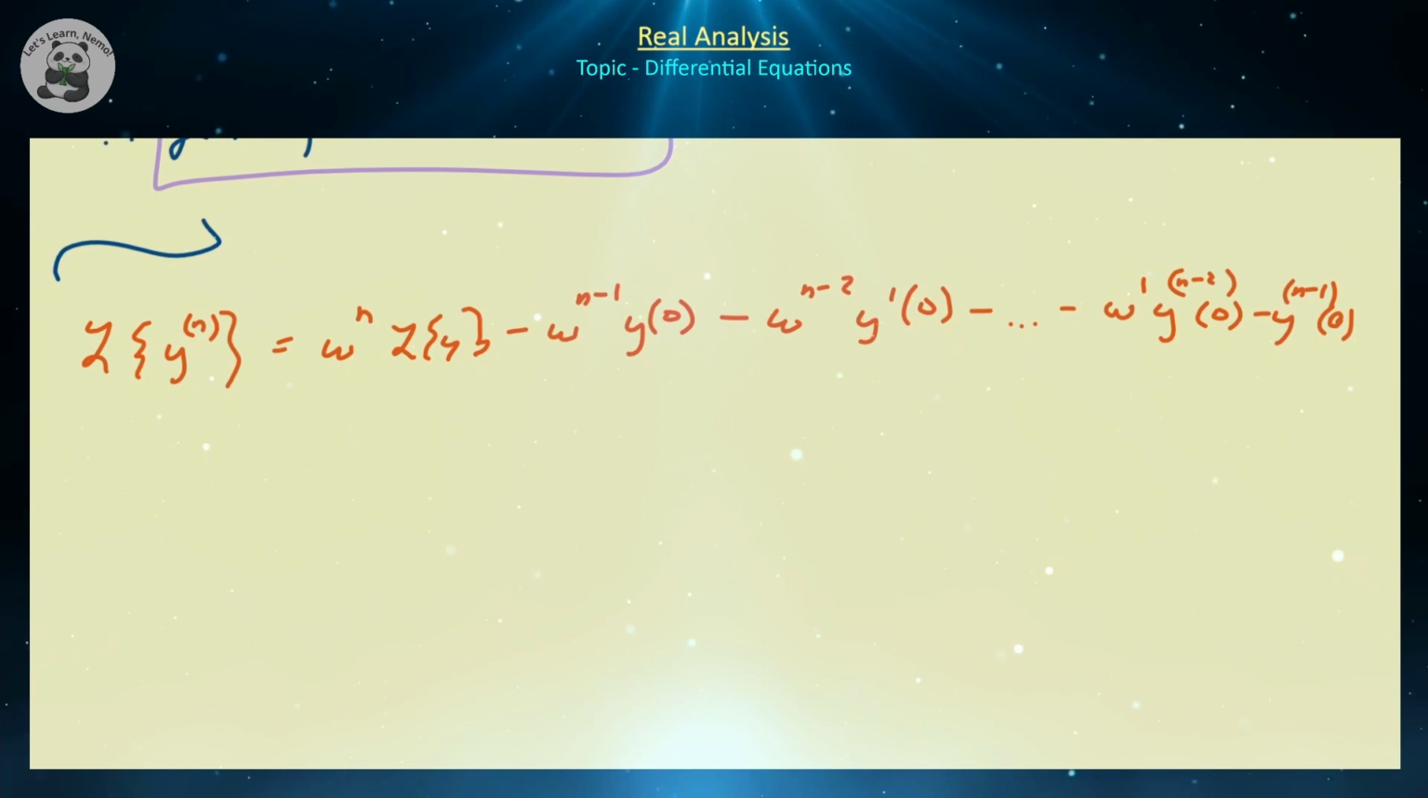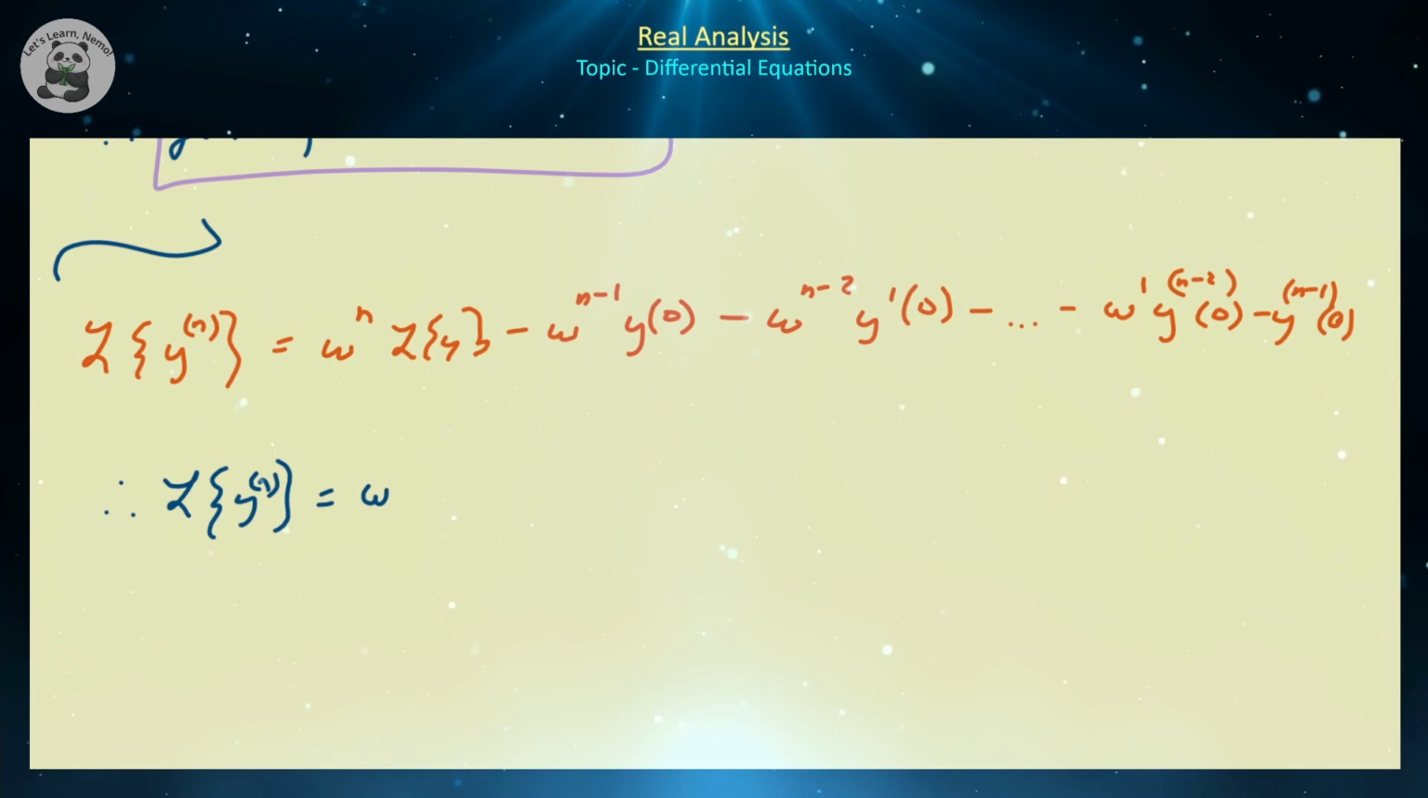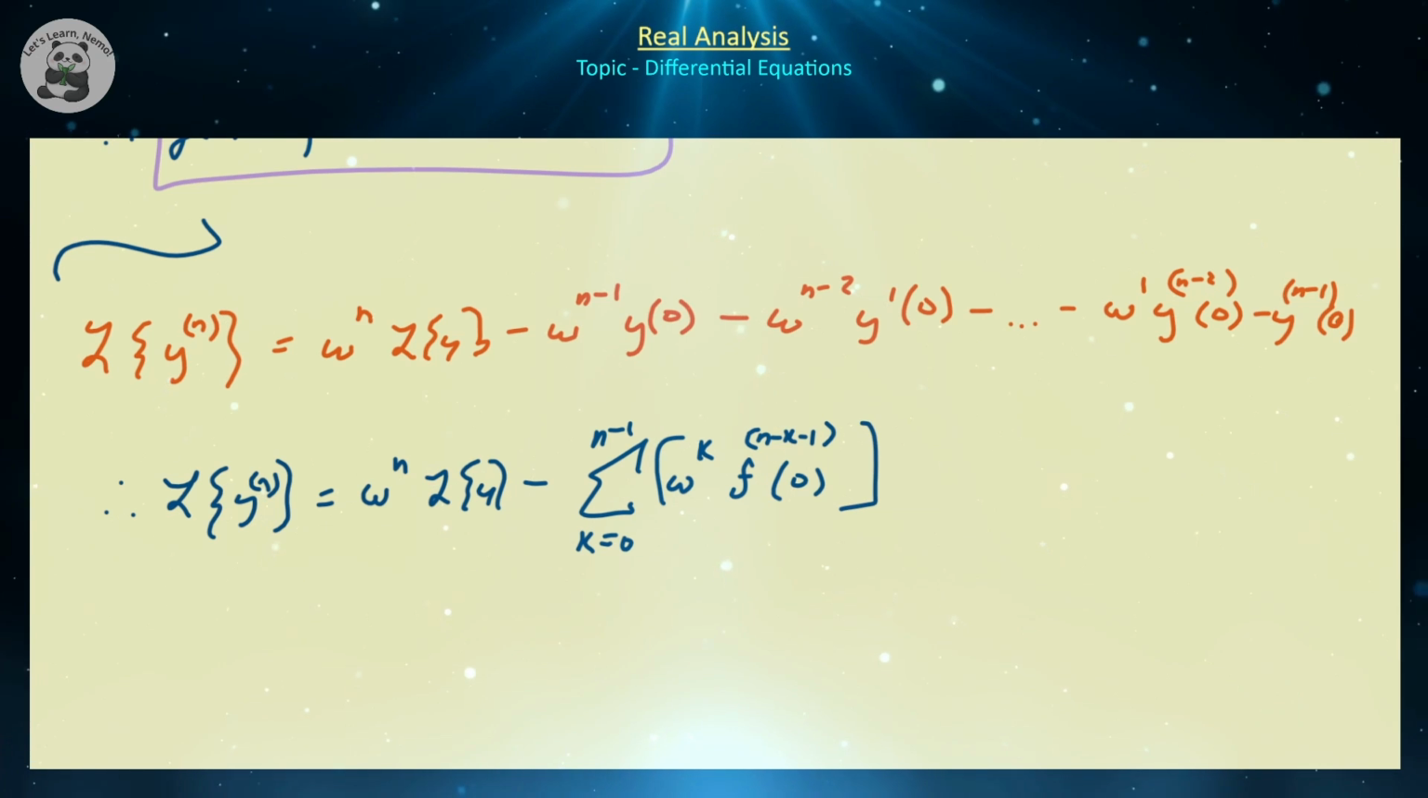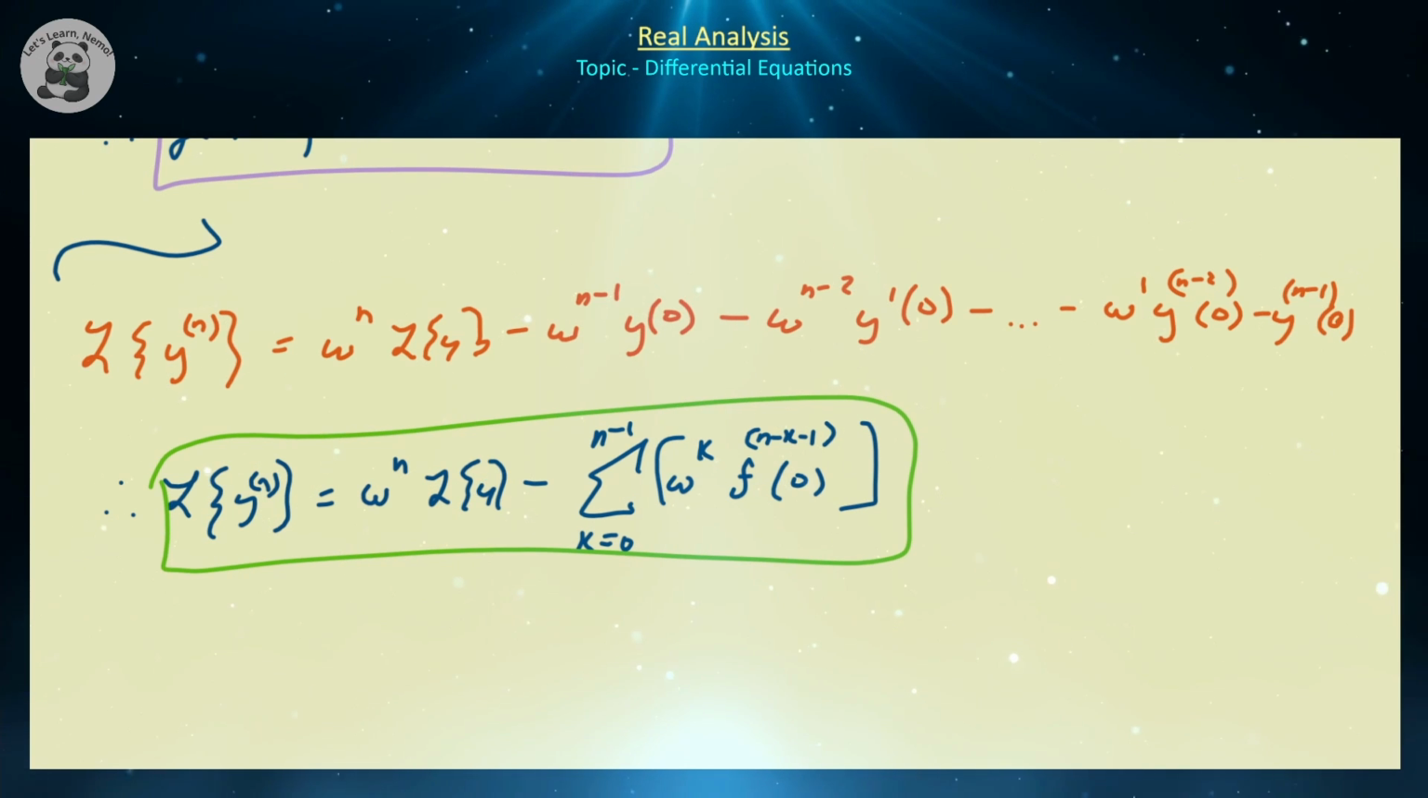And if you don't like that expanded form, you can always write it in summation notation and write it as the Laplace transform of the nth derivative of y will just be equal to omega to the power of n times the Laplace transform of y minus the sum from k equals 0 to n minus 1. And then we're going to have omega to the power of k times the n minus k minus 1th order derivative evaluated at 0. And mathematical induction will do quite well with that. And obviously, with this, you can solve higher order linear differential equations.